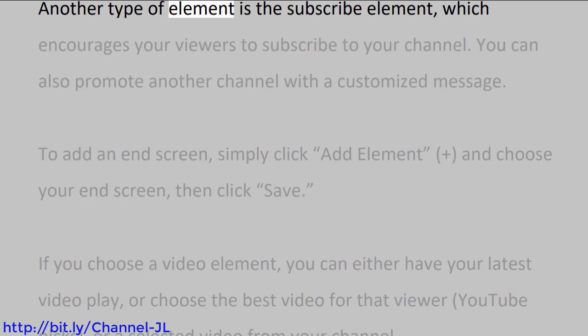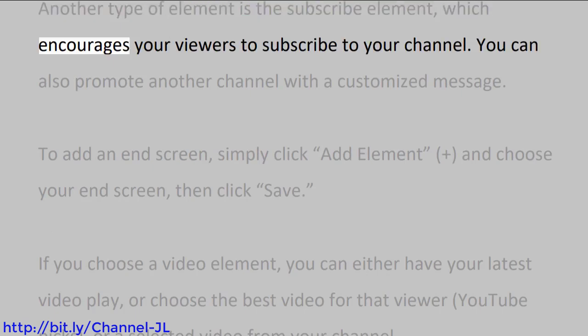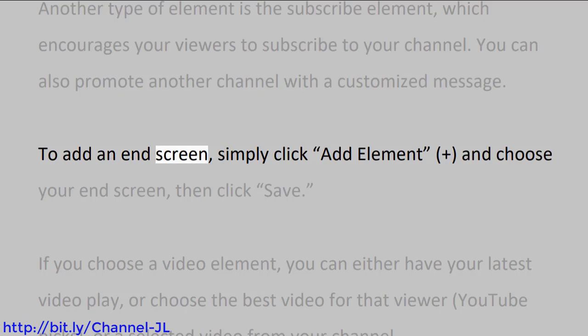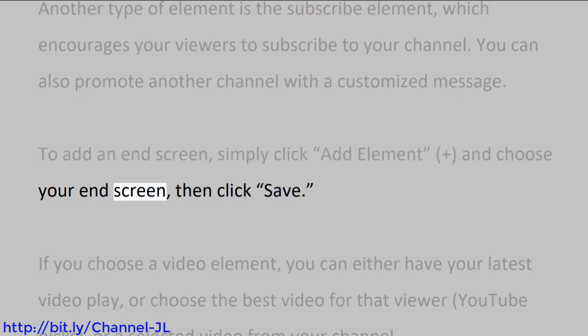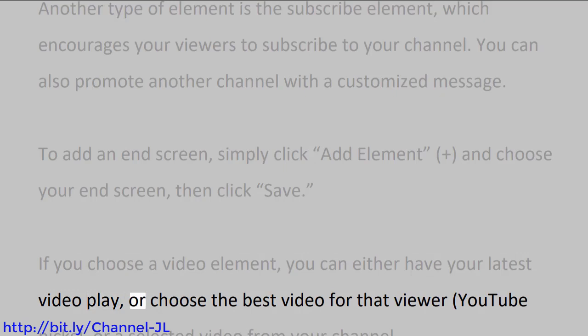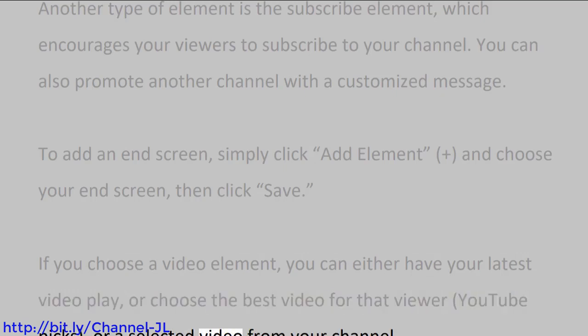Another type of element is the subscribe element, which encourages your viewers to subscribe to your channel. You can also promote another channel with a customized message. To add an end screen, simply click Add Element, Plus, and choose your end screen, then click Save. If you choose a video element, you can either have your latest video play, or choose the best video for that viewer, YouTube picks, or a selected video from your channel.